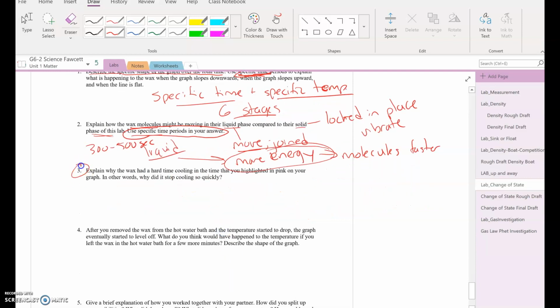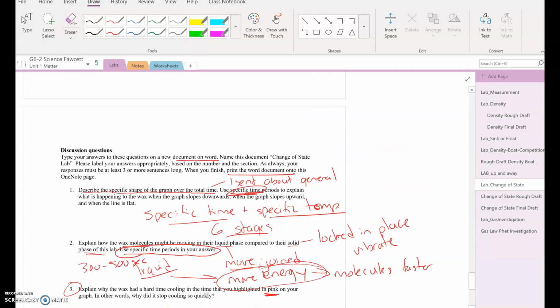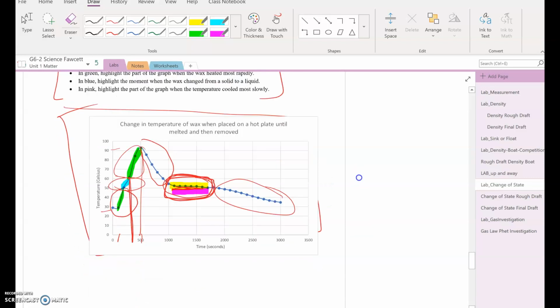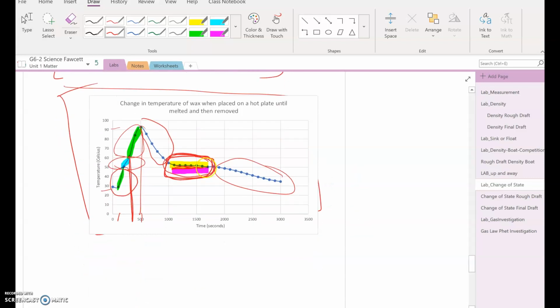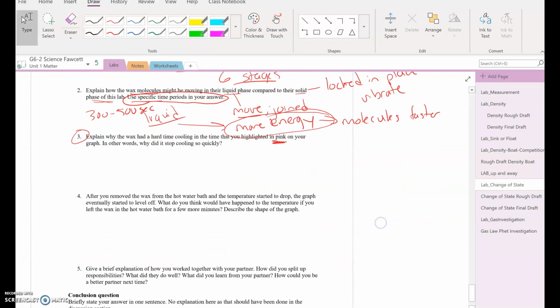For the third question, we're looking specifically at that part of the graph that got highlighted in pink, which also happens to be the part of the graph that got highlighted in yellow, where your graph leveled off. If you look back at your notes, that leveling off period should correspond to the part where the wax was changing from a liquid back to a solid. So that was the liquid to solid transition, where it slowed down.